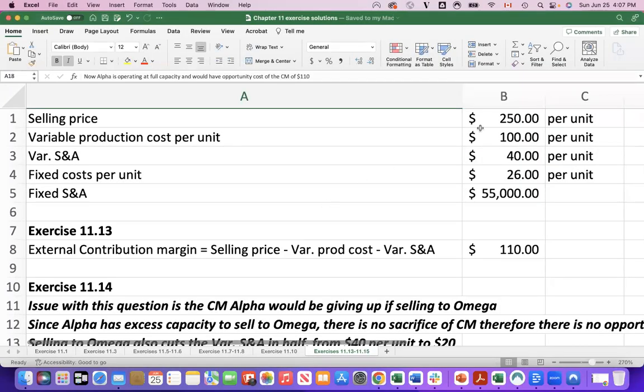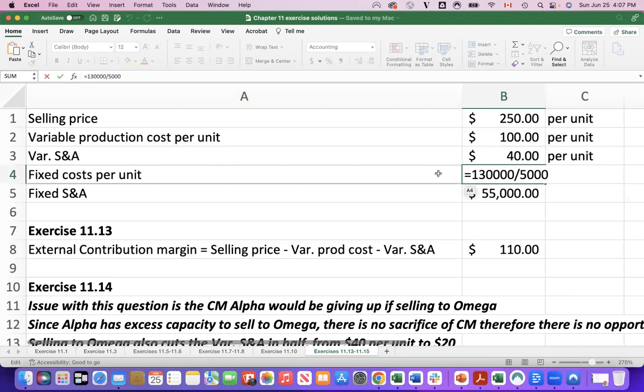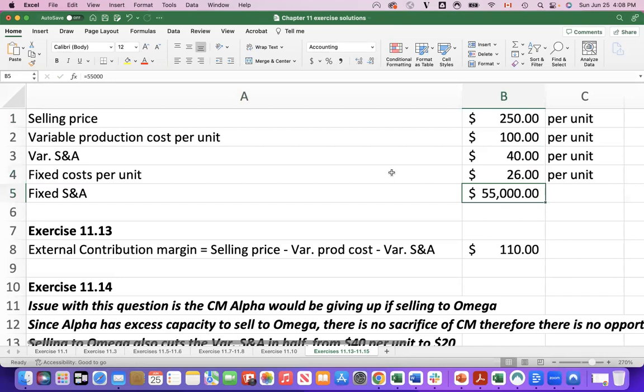Reproduce some of the information here. So selling price, again, $250 per unit. Variable production cost per unit of $100 a piece. Variable selling and admin of $40. Fixed cost per unit of $26. And again, how did I get that? I took the total fixed costs incurred divided by the number of units produced, 130,000 divided by 5,000, which got me fixed production cost per unit of $26, and then fixed selling and admin in total of $55,000.